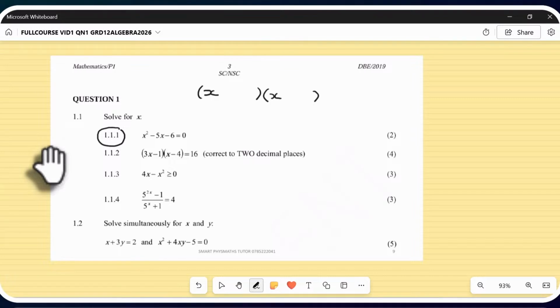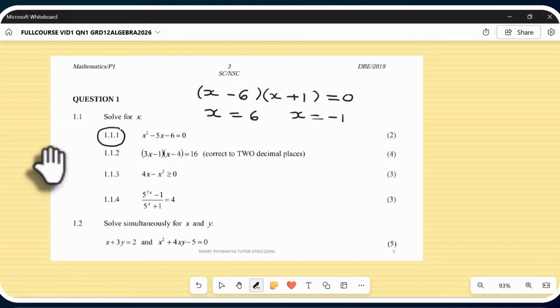Okay, so we look for two numbers that multiply to get negative 6 and add to get negative 5. Those numbers are negative 6 and plus 1. Those are the factors. So from here, either x minus 6 equals 0, which gives us x equals 6, or x plus 1 equals 0, which gives us x equals negative 1. That's our answer here. I hope, guys, we are together.